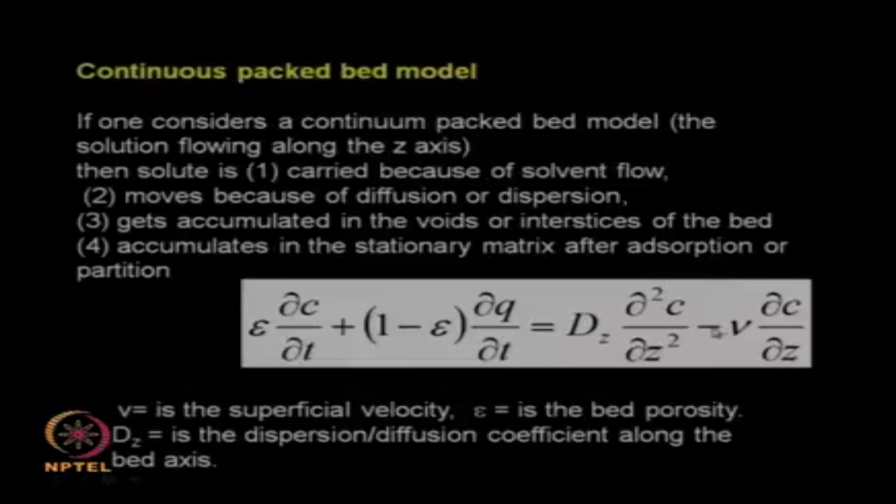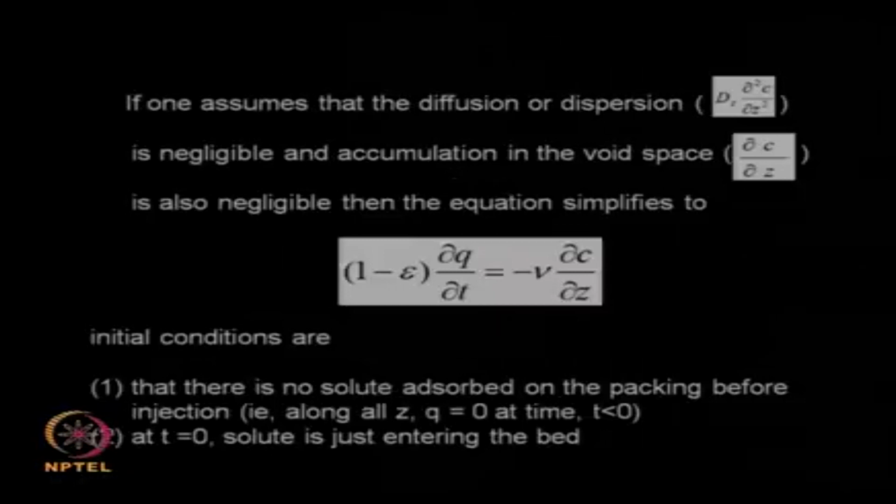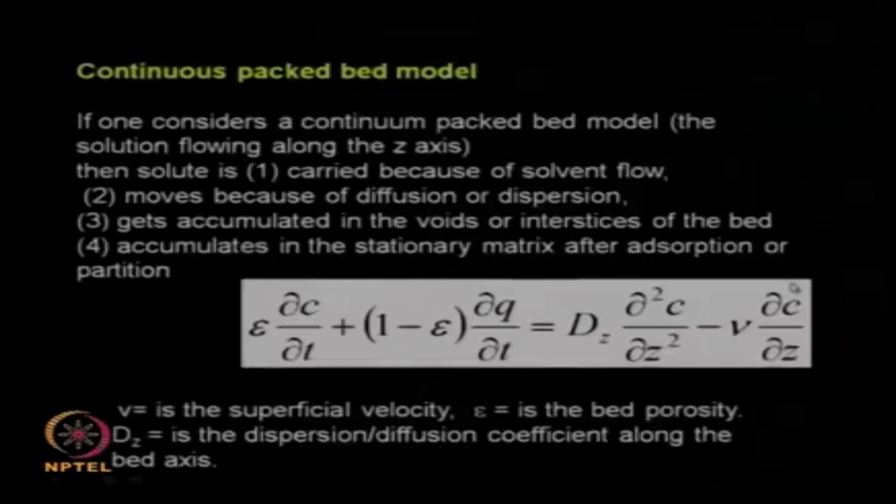Now you can consider several approximations if you want to solve them analytically. So now what are the approximations? We can assume that the diffusion or dispersion is negligible, that means d square c by dz square could be omitted. We could assume that the accumulation in the void space is also negligible, okay.